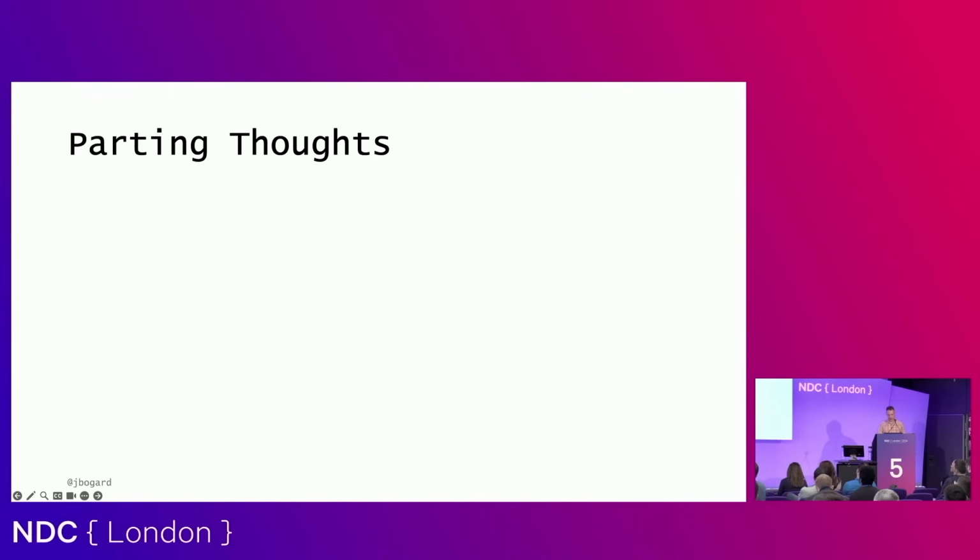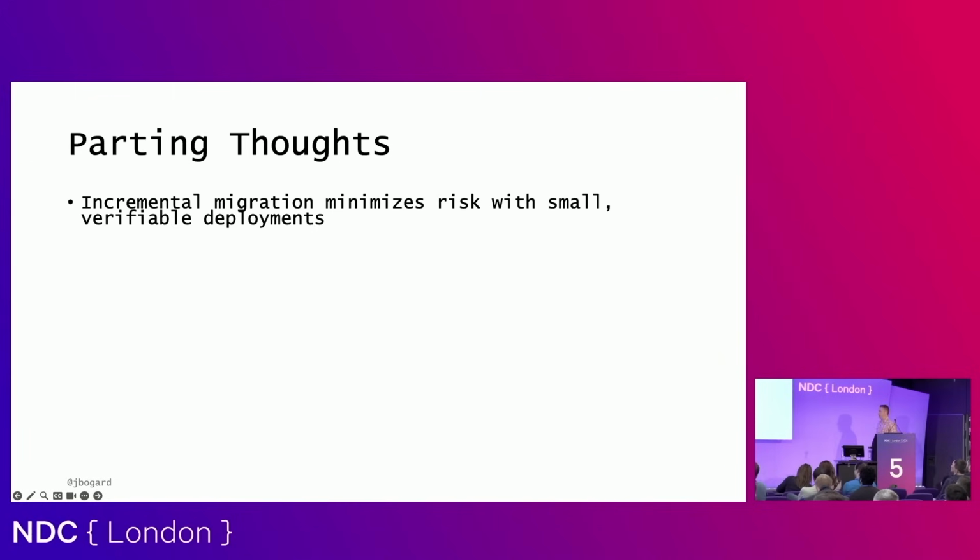So just some parting thoughts here. The incremental migration process that I described today is the one that will minimize the risk of a big bang deployment by having very small verifiable deployments. So we were deploying multiple times a week. Every time we would finish a controller, it was getting deployed out to production and tested.